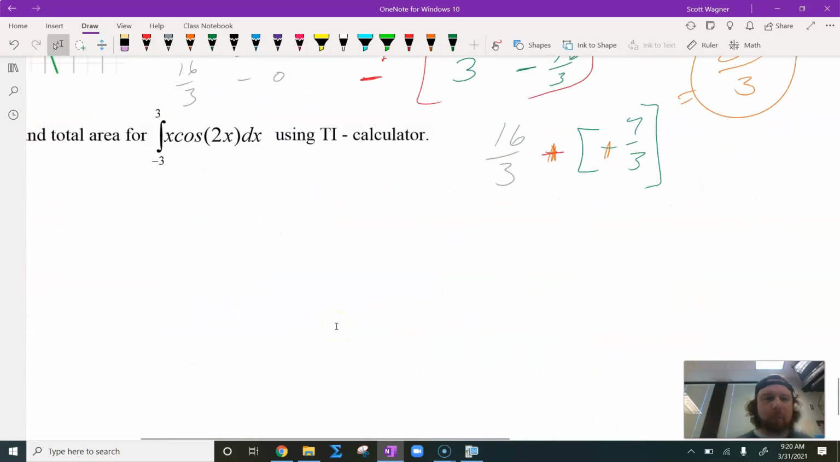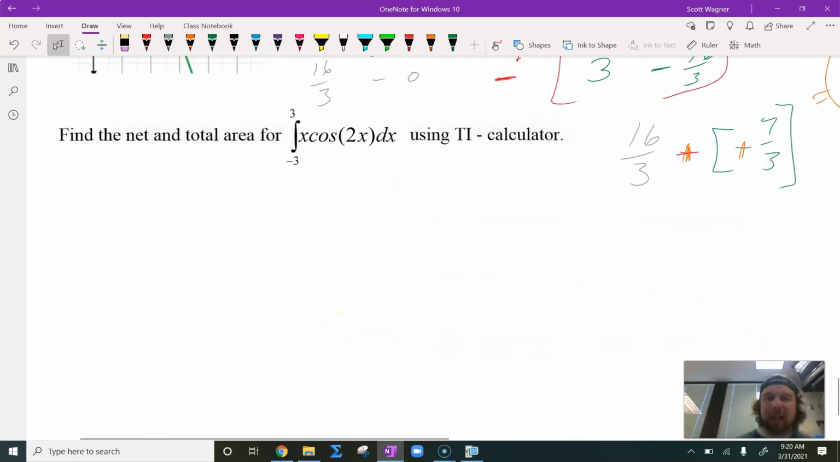All right, one more final thing here, using some technology to help us out. The difference between the net area and the total area of this one right here. This one's going to be kind of a pain to take the integral of and find the antiderivative, but we'll use some technology to help us out. To begin with, let's find the net area, the actual integral.